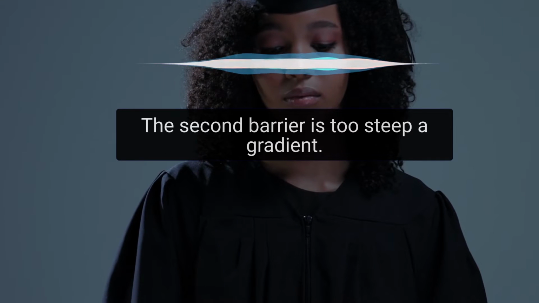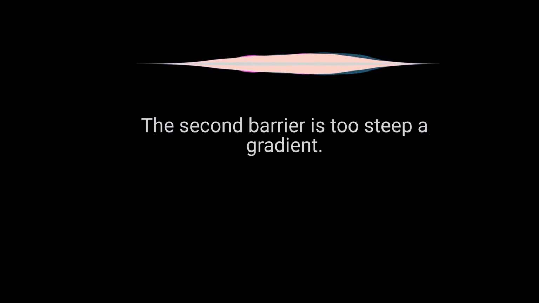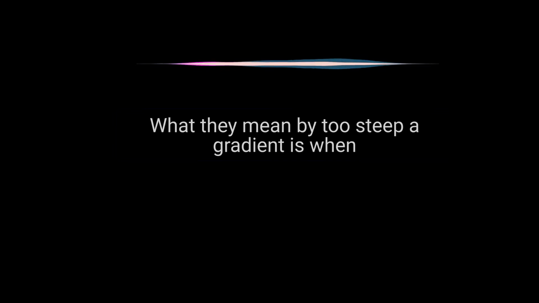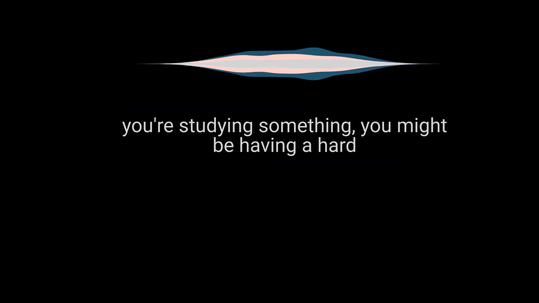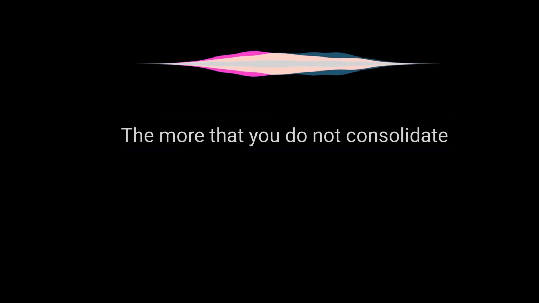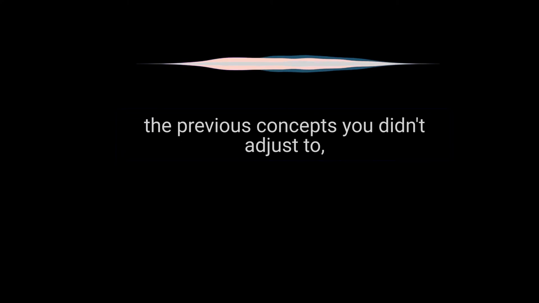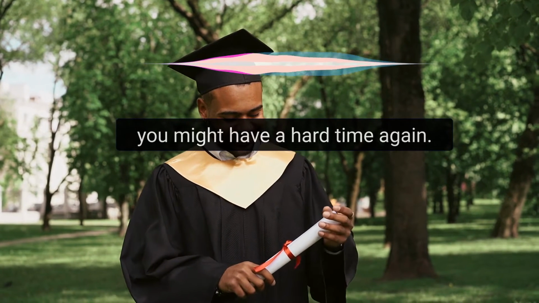The second barrier is too steep a gradient. What they mean by too steep a gradient is when you're studying something, you might be having a hard time because you did not understand previous concepts. The more that you do not consolidate the previous concepts you didn't adjust to, you might have a hard time.